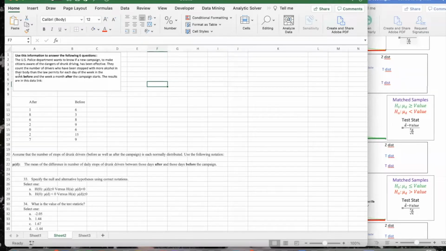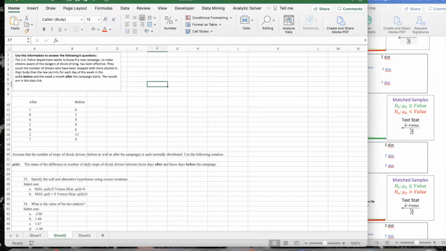So this question is saying that the US Police Department wants to know if a new campaign to make citizens aware of drunk driving has been effective. So what they do is they count how many people have been stopped with alcohol in their body before the campaign and after the campaign. So if the campaign is effective, that means that after people watch the campaign, there are going to be less people drunk driving than before.